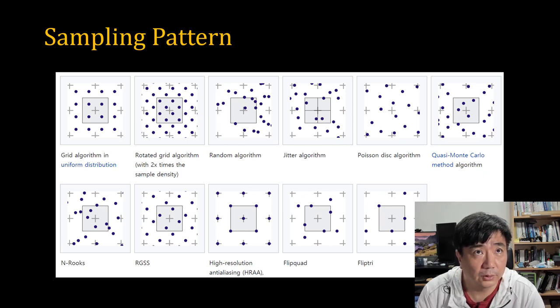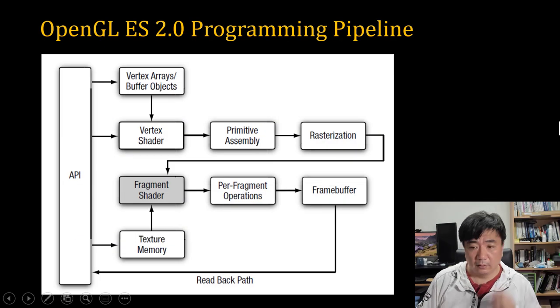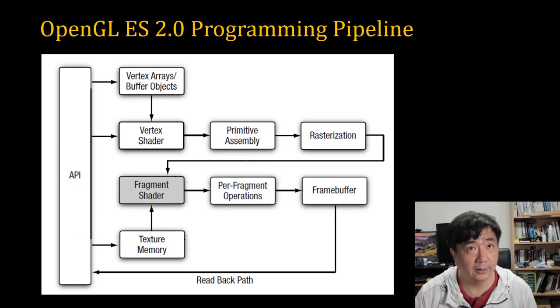We cannot choose the sampling pattern when programming WebGL. It is because the sampling pattern is decided by the GPU vendor. Each GPU vendor has their own special sampling patterns, so we cannot change that. But we can turn multi-sampling on and off, though we cannot change the pattern of samples. Okay? So multi-sampling occurs here, in rasterization.